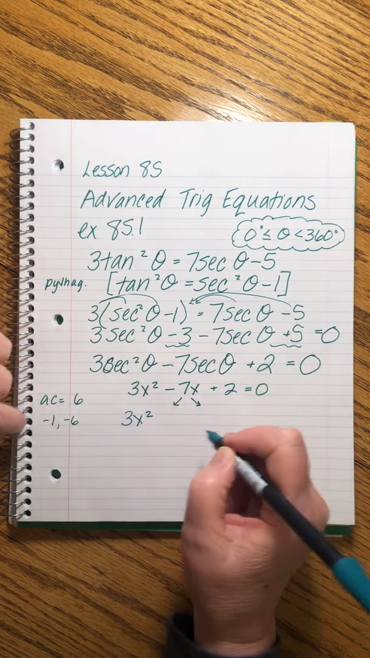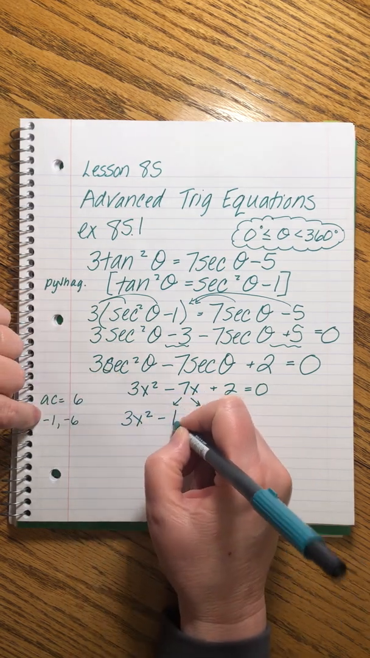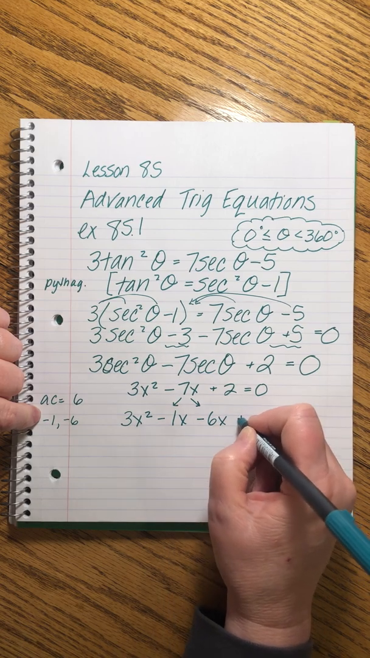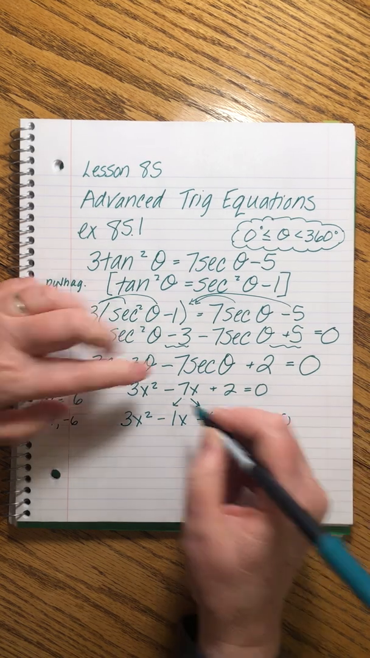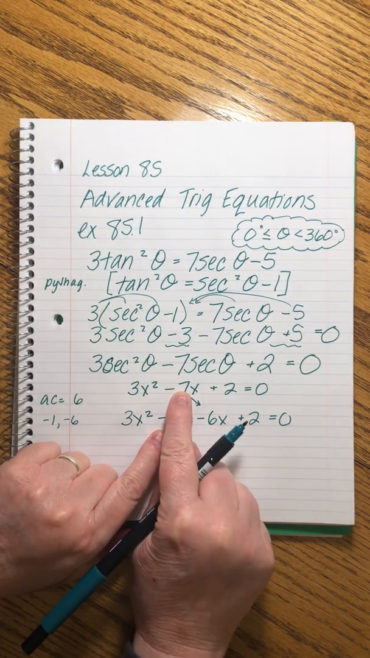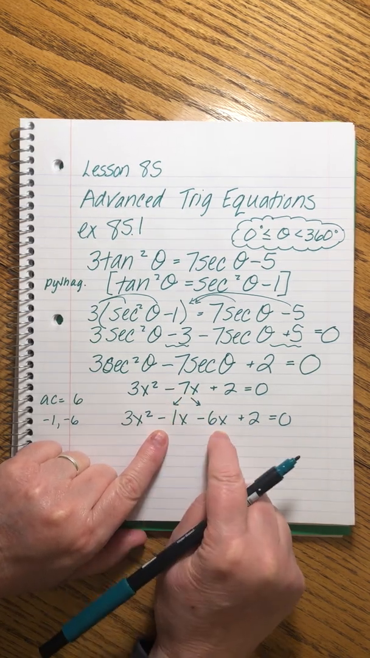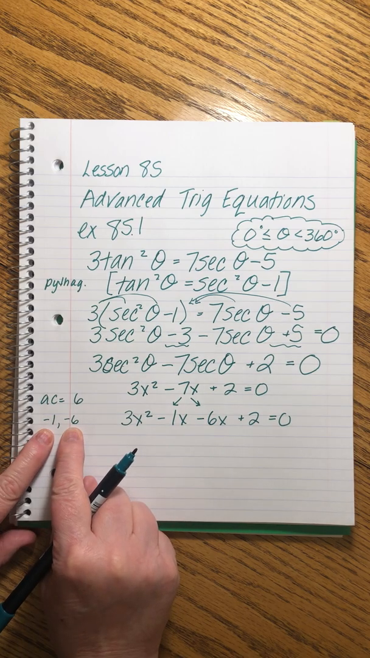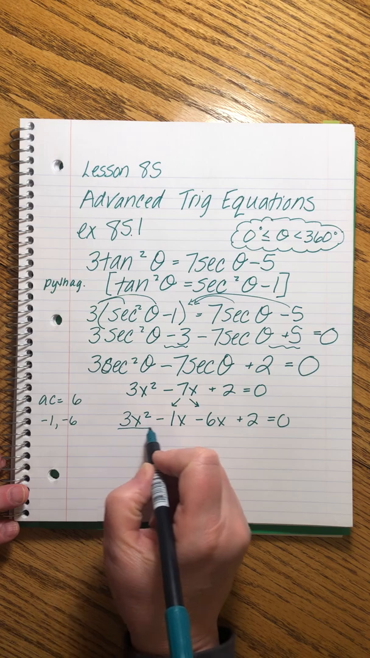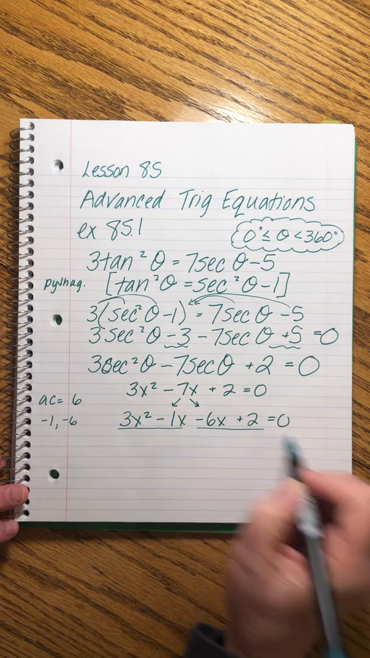Now, what we do is we rewrite this middle term using these two, like so: 3x squared, and we can do them in either order, minus 1x minus 6x plus 2 equals 0. See how I split this? Minus 1x minus 6x equals minus 7x, so we're fine. But what I did was I used these numbers and split it apart. Now I'm going to factor by grouping, like so.